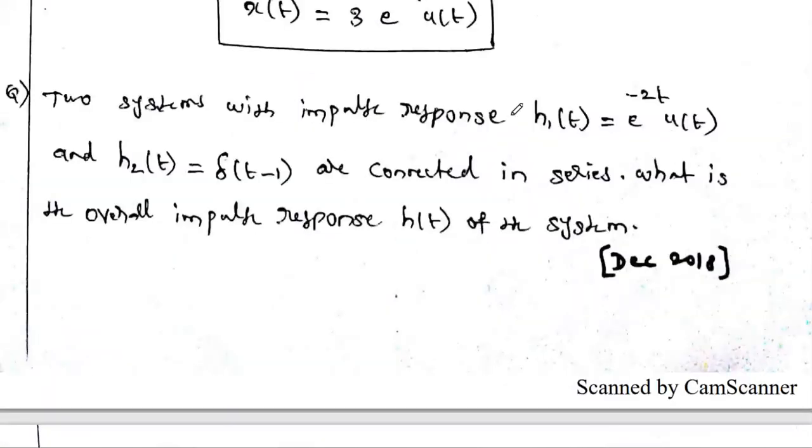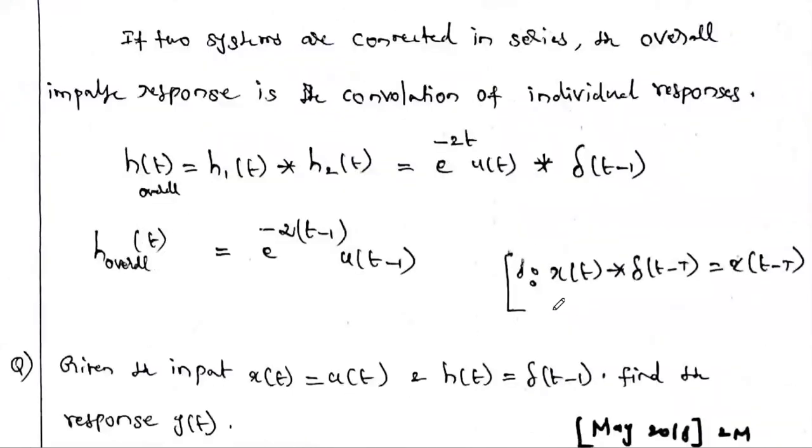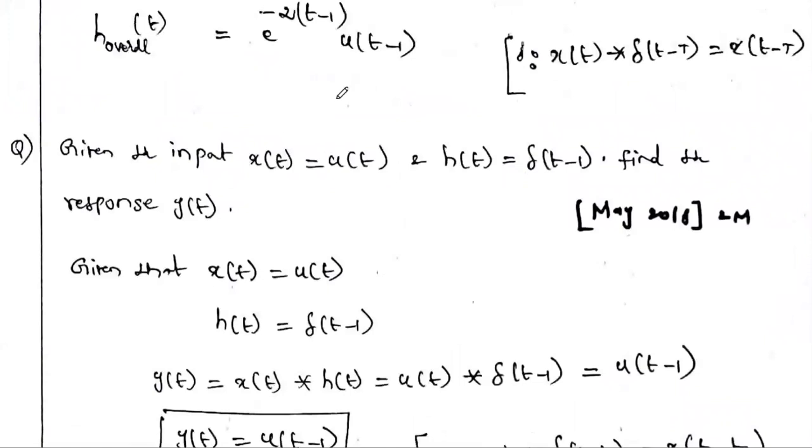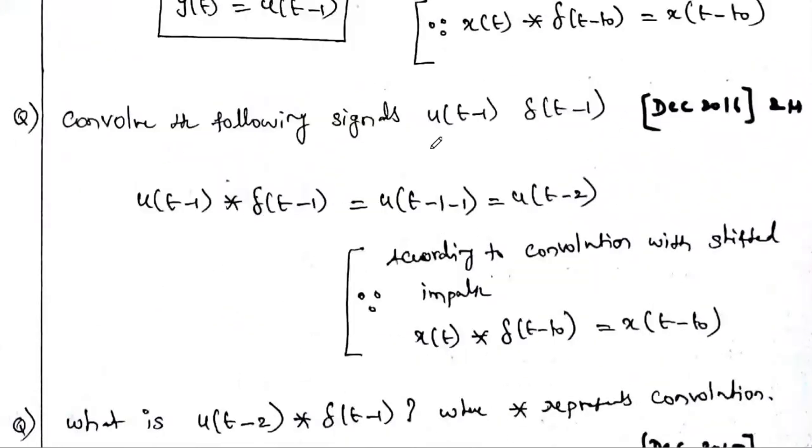In the first one, two system impulse responses are given, so we have to find the output. What is the property we are using? Convolution with shifted impulse. Similarly, in the second question, x(t) and h(t) are given, so we have to find the output y(t). You know y(t) is nothing but the convolution between x(t) and h(t). Similarly, in the next question, they are telling us to perform convolution between these two signals.